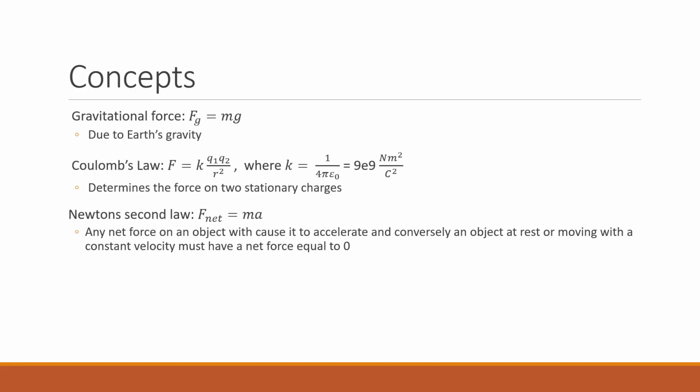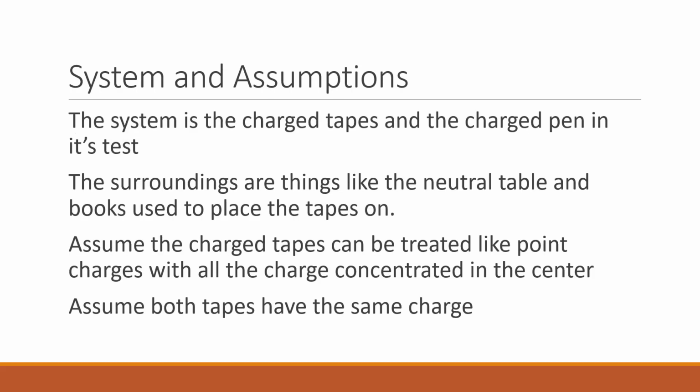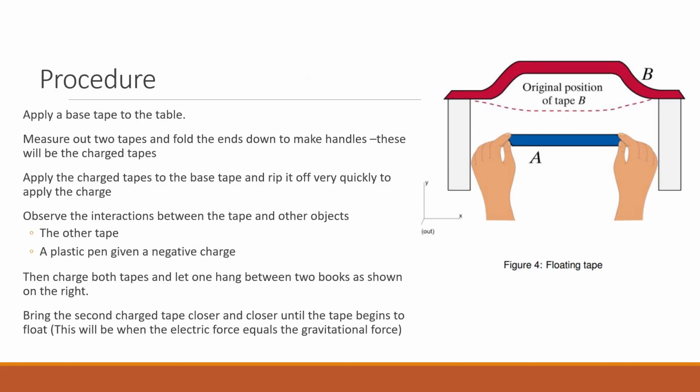Next is the system that this experiment takes place in, and a couple of assumptions we're making just to make the experiment a little easier. Our system is the charge tapes, and for the one experiment where we determine the charge of the tapes, the charge pin that we bring in. The surroundings are things like the neutral table and books, which don't really have any impact on what we're calculating. We assume the charge tapes can be treated like point charges with all the charge concentrated at the center, and that both tapes have an equal charge.